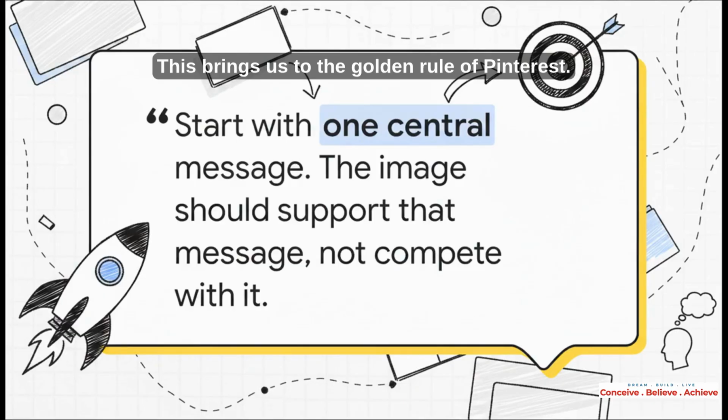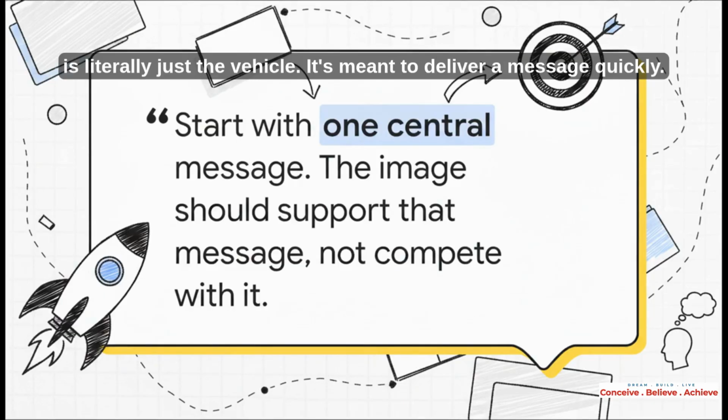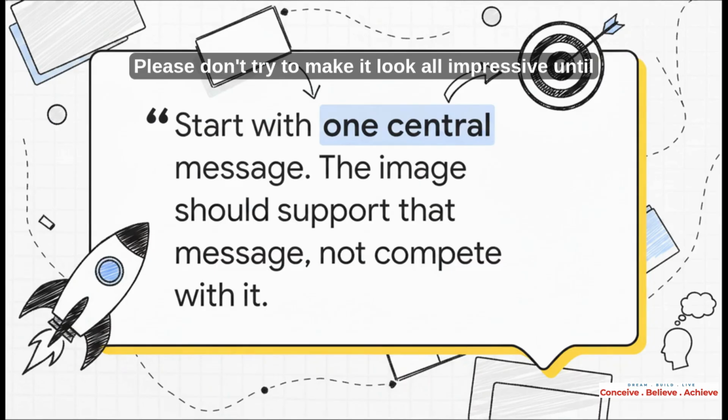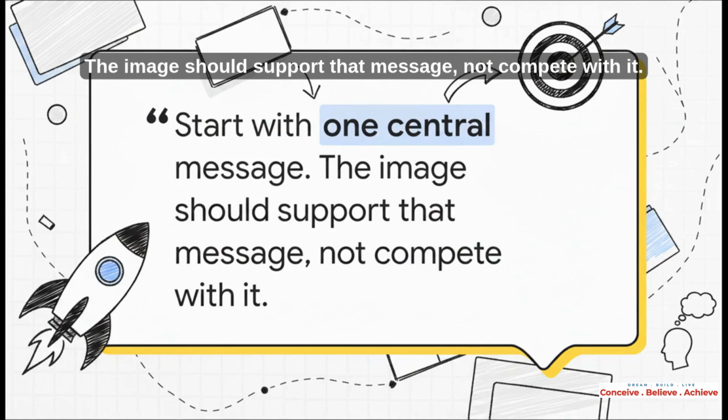This brings us to the golden rule of Pinterest. Your visual is literally just the vehicle. It's meant to deliver a message quickly. Please don't try to make it look all impressive until you know exactly what it needs to communicate. You've got to start with one central message. The image should support that message, not compete with it.